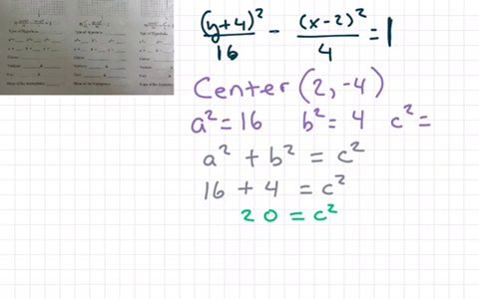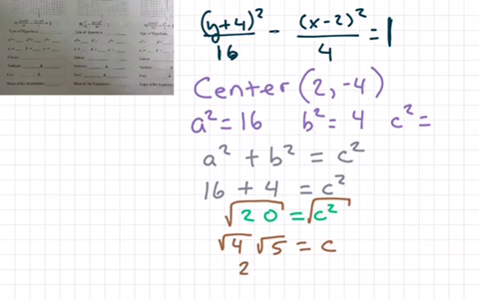Okay, and then how do I finish this off? How do I figure out what C is? Square root. Do we have to simplify? I would. This should be very easy to simplify because you know what times what is 20? 4 times 5, which gives me the square root of 4 times the square root of 5 is equal to C. So 2 square root 5 is C.